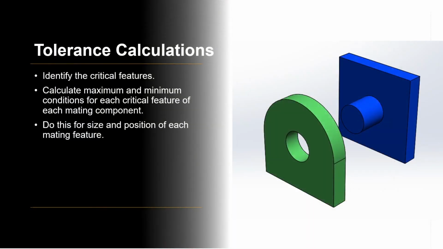How do we calculate the tolerances on various components? The most important thing is to work out which are the critical features. So these features are the features that will interact with features on other components. And for that we need to calculate what the maximum and minimum conditions are for both of those features. So we need to do this for not just size but also position of the mating features.